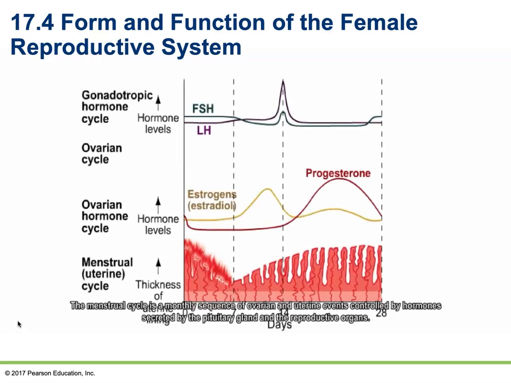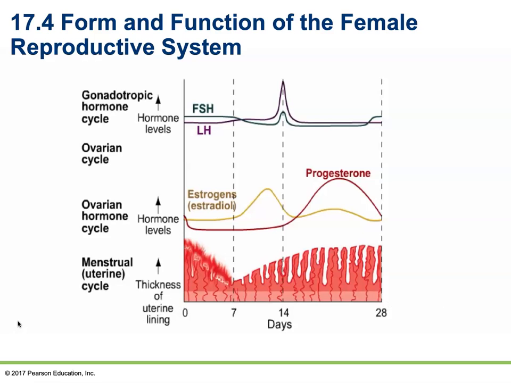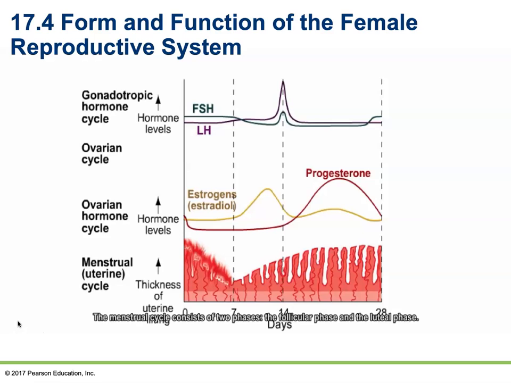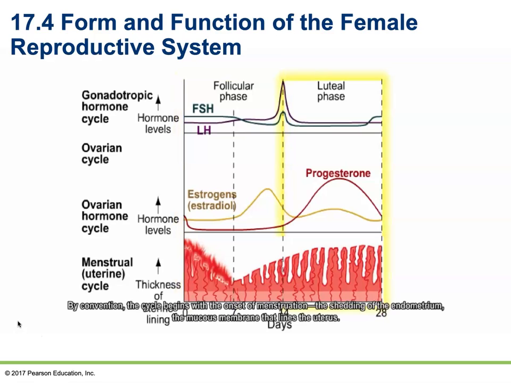The menstrual cycle is a monthly sequence of ovarian and uterine events controlled by hormones secreted by the pituitary gland and the reproductive organs. The average cycle length is 28 days. During each cycle, an ovary releases an oocyte and the uterus is prepared for embryo implantation. If fertilization does not occur, a new menstrual cycle begins. The menstrual cycle consists of two phases, the follicular phase and the luteal phase. By convention, the cycle begins with the onset of menstruation, the shedding of the endometrium, the mucous membrane that lines the uterus.